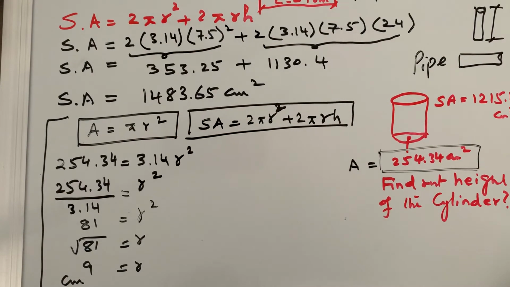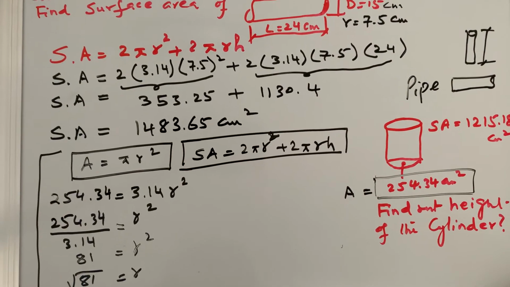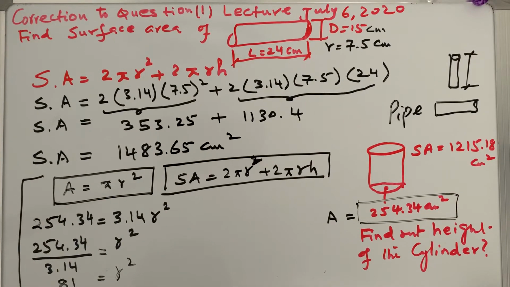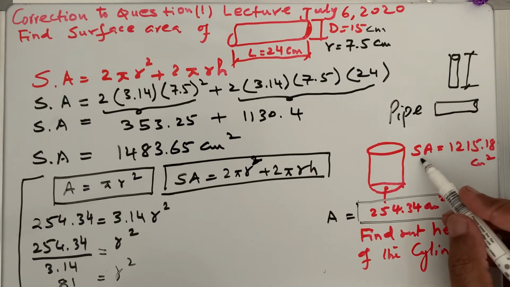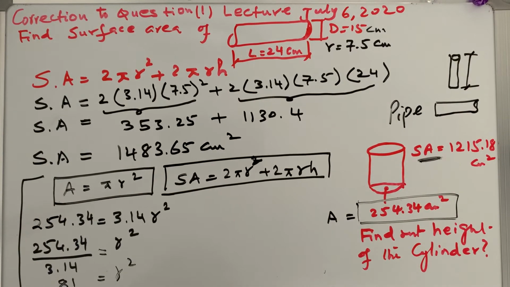Sometimes data is shown on the figure, so a student must read the word problem and also see the picture if something is given in pictorial form. In this question, something was given in pictorial form. That's why a student may get confused, because only the surface area is written in words: the surface area of the cylinder is 1215.18 centimeters square. Find the height of the cylinder.